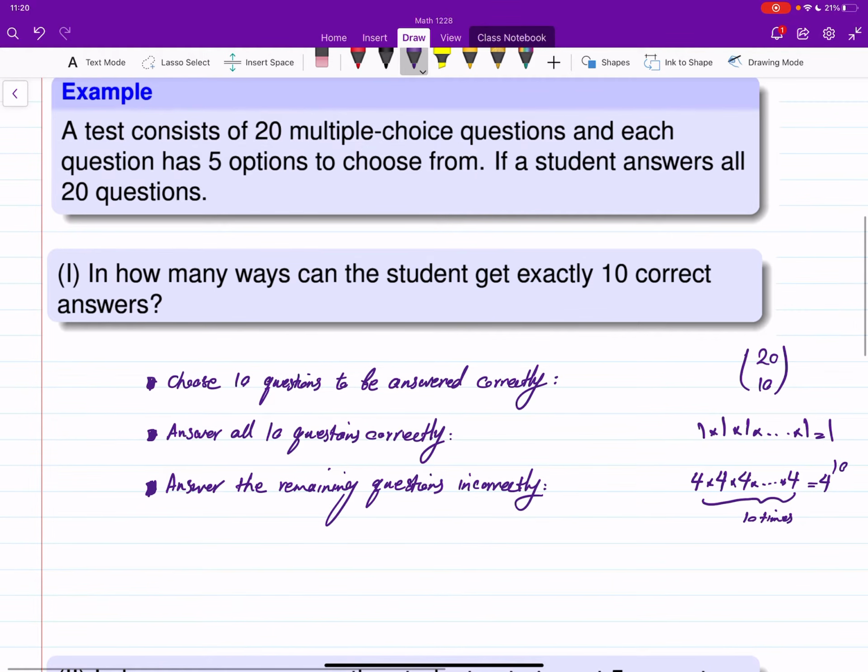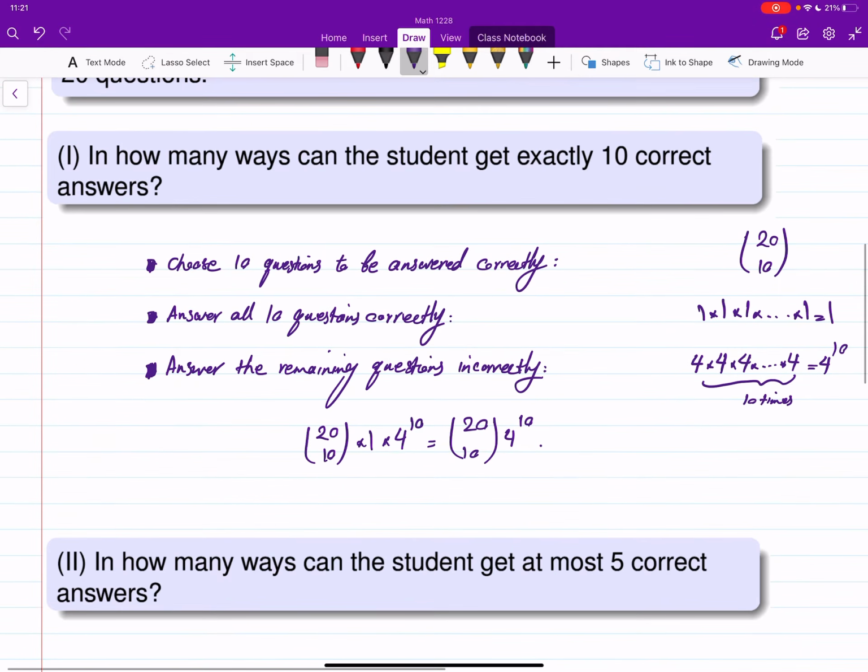So this means that the number of ways that the student can answer exactly 10 of the questions correctly is 20 choose 10 times 1 times 4 to the power 10, which I will just write as 4 to the power 10. Okay.